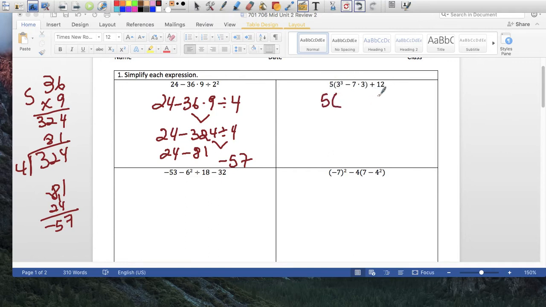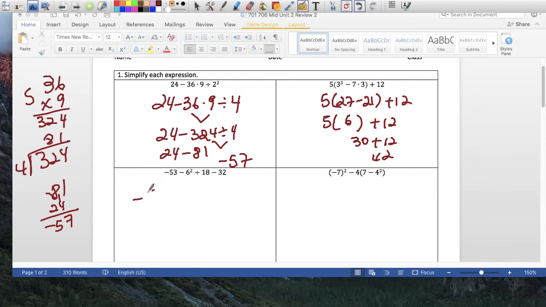Okay, number 2, do not do the distributive property. Use order of operations. 3 to the third power is 27, minus 7 times 3 is 21. I can take care of those two first, plus 12. 5 times, and then again, 27 minus 21, which is 6, and then plus 12. 5 times 6 is 30, plus 12 is 42. No need for calculators in this one.